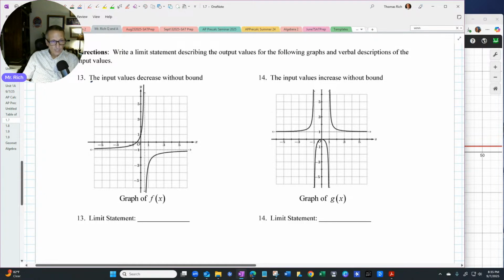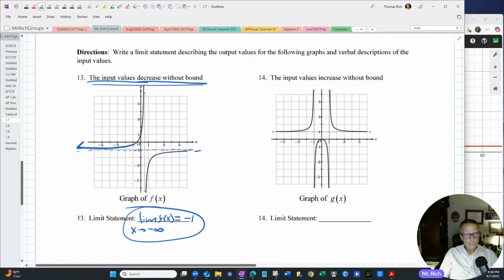This says the input values decrease without bound, meaning they go to the left without any boundary, meaning they're talking about what's happening as you go all the way out this way. Well, that would be a limit statement that says the limit as x goes to negative infinity of f of x is equal to this y coordinate of -1. They're showing us with this dashed line the horizontal asymptote at y equals -1. And so that statement is really that limit statement right there.